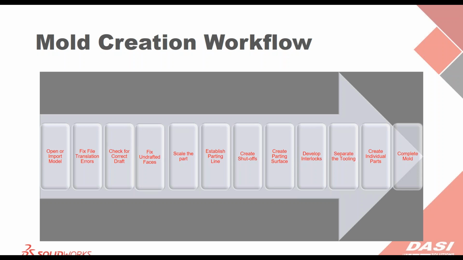Then we're going to create our parting surface, which is basically a ruled surface, so another surfacing command but built into this parting surface command. We can develop interlocks, and then basically we're going to separate the tooling into an A side and a B side. Then we can save out the individual bodies as parts, and then you would go on to complete your mold, the actual mold plates and mold tooling, with some other options that I'll talk about toward the end.